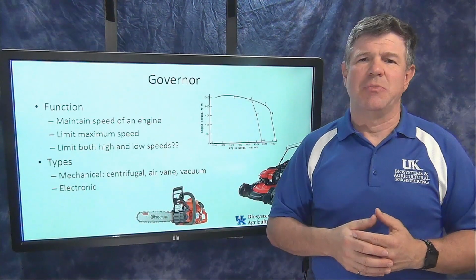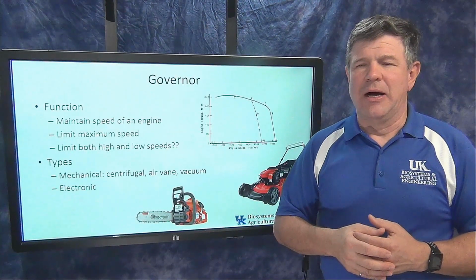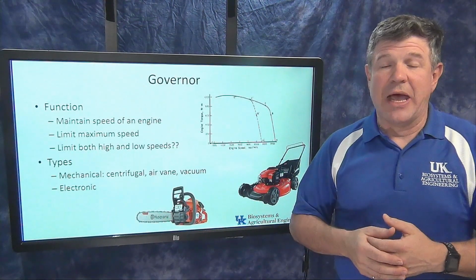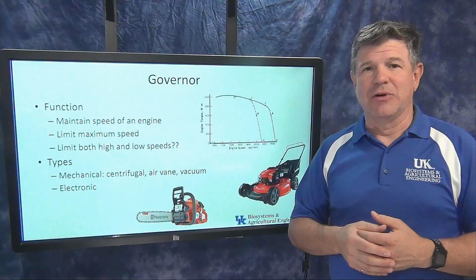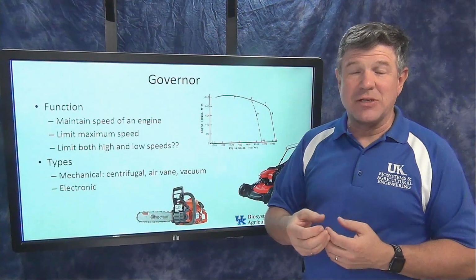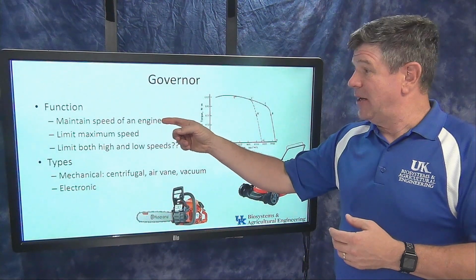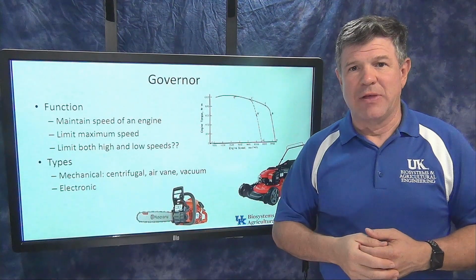So it's kind of a protection mechanism for the engine. It keeps it from overspeeding, keeps the engine from damaging itself. And so that's the second function of it. And again, that's not necessarily a specific different thing, but it's just something that kind of naturally happens because that governor is maintaining the speed of the engine.